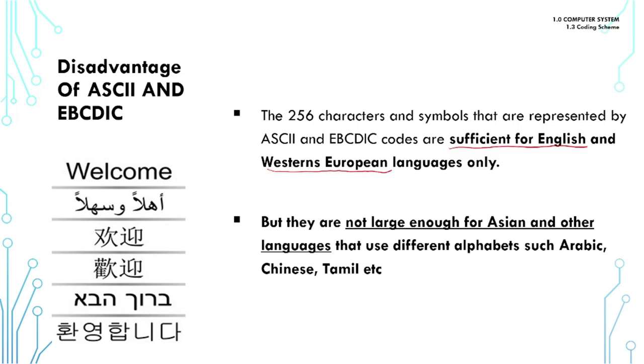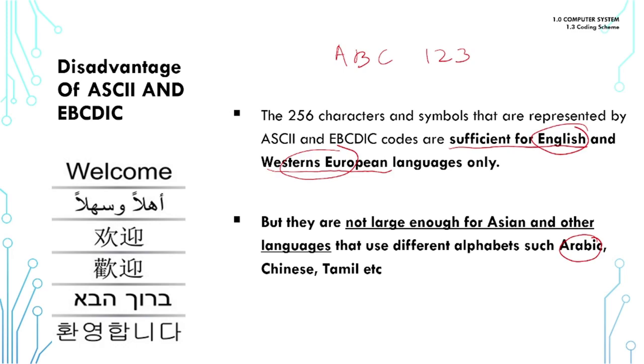Okay, karakter ni untuk English, Western European, ABC 123 semua tu lah. ABC 123 yang kita belajar, yang kita guna hari ni. Tetapi ASCII dan EBCDIC ni dia tidak boleh proses bagi language seperti Arabic, Alif Ba Ta, Chinese code, Tamil, Korean, semua tu, itu tak boleh. So inilah disadvantage of ASCII and EBCDIC.